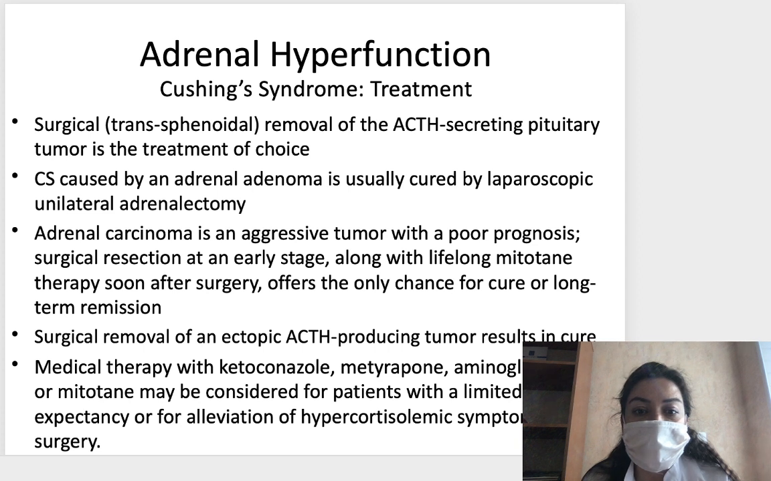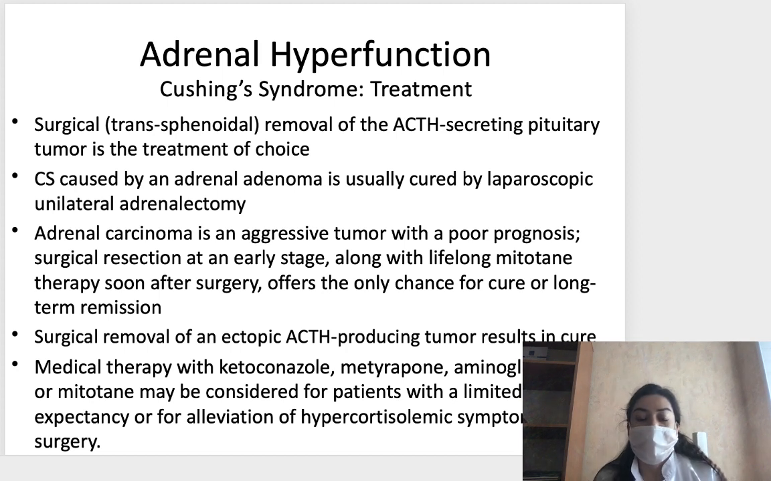Surgical resection at an early stage, along with lifelong mitotane therapy soon after surgery, offers the only chance of long-term remission. Surgical removal of an ectopic ACTH-producing tumor results in cure. Medical therapy with ketoconazole, metyrapone, aminoglutethimide, or mitotane may be considered for patients with a limited life expectancy for alleviation of hypercortisolemic symptoms without surgery.